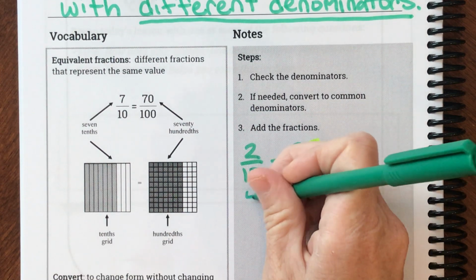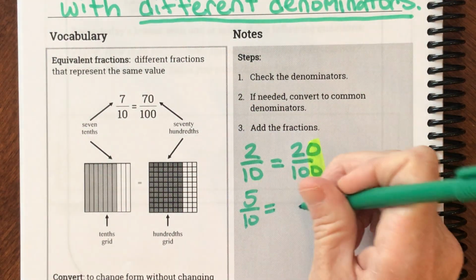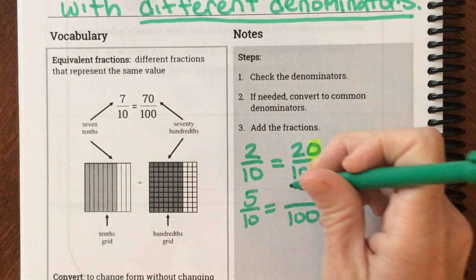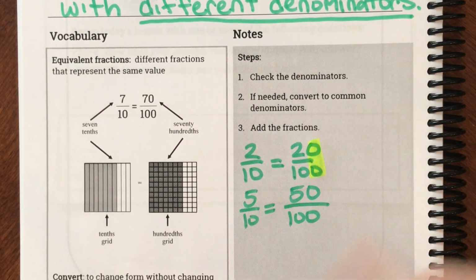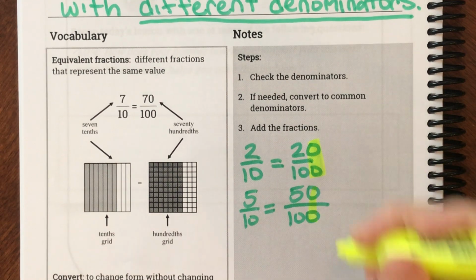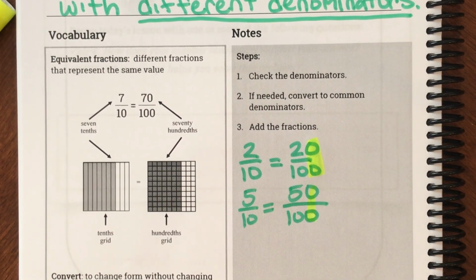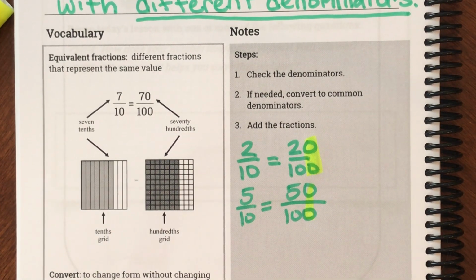So what do you think about 5/10? 5/10 would be equal to how many hundredths? Hopefully you're thinking 50. Again, they look different, but we've added a zero to the end. Okay, so that's what we're going to need to know today for our lesson.